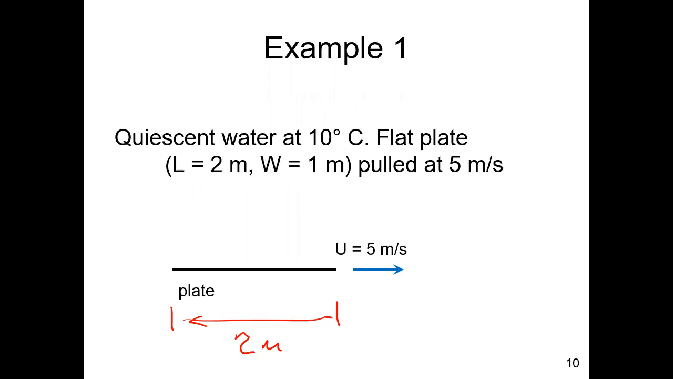So that's the setting. And again, what we're going to be doing is first recognizing that when you do that, you create shear stresses. Shear stresses oppose velocity, and they're acting in the other direction. And if we integrate those shear stresses over the surface, that would give us a force, the force necessary to be pulling this plate at 5 meters per second completely submerged in water.